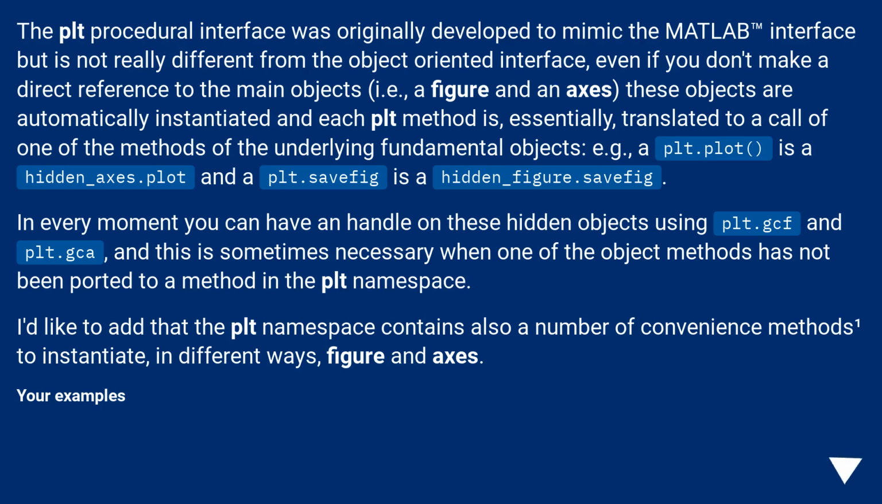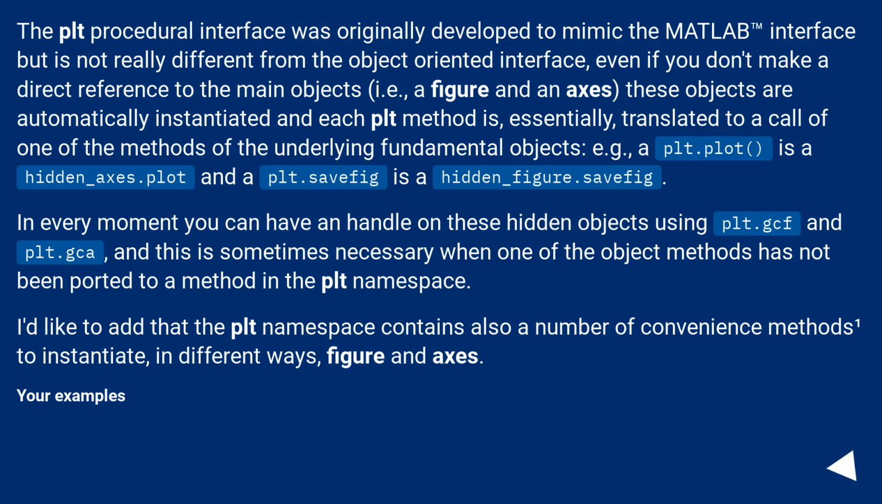The PLT procedural interface was originally developed to mimic the MATLAB interface but is not really different from the object-oriented interface. Even if you don't make a direct reference to the main objects, i.e., a figure and an axis, these objects are automatically instantiated and each PLT method is, essentially, translated to a call of one of the methods of the underlying fundamental objects. For example, a plt.plot is a hidden _axis.plot and a plt.savefig is a hidden _figure.savefig.